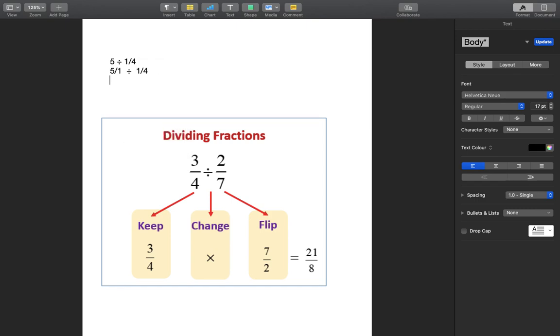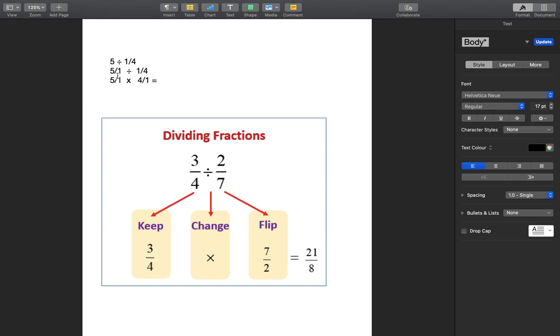So I keep the 5 over 1 the same. 5 over 1 stays. I change my division for multiplication. Done. And now I flip my next fraction. So I flip the 1/4. This time 4 was at the bottom here, so I flip it. So 4 is at the top, 1's at the bottom.